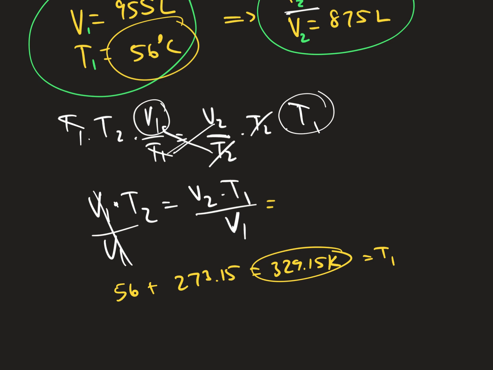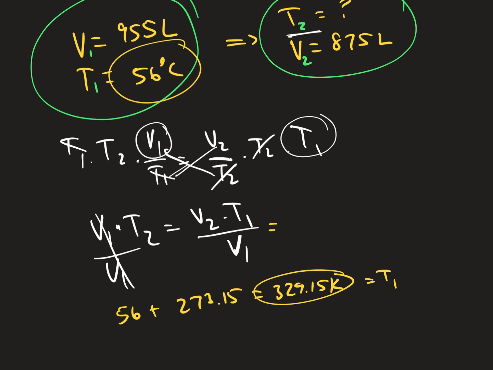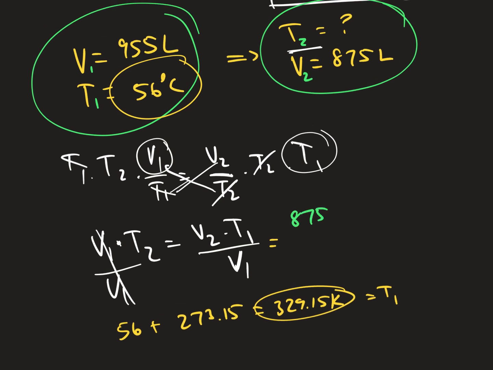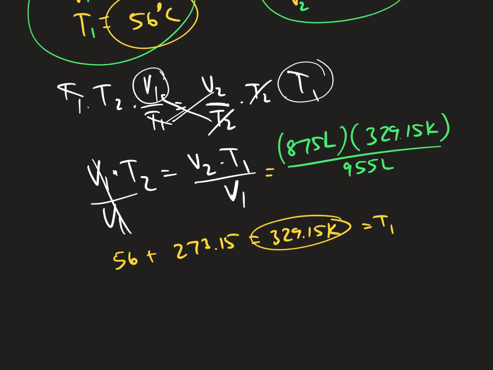So now if we plug our values in, V2 is 875 liters. T1 is 329.15 Kelvin. And V1 is 955 liters. Am I going too quickly? Are we following what I'm doing? And what cancels? The liters. The liters go away, leaving us with Kelvin, right?